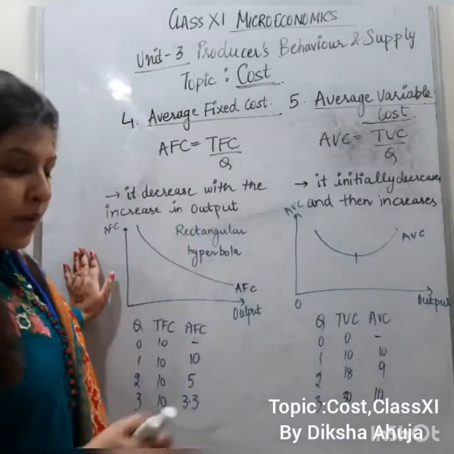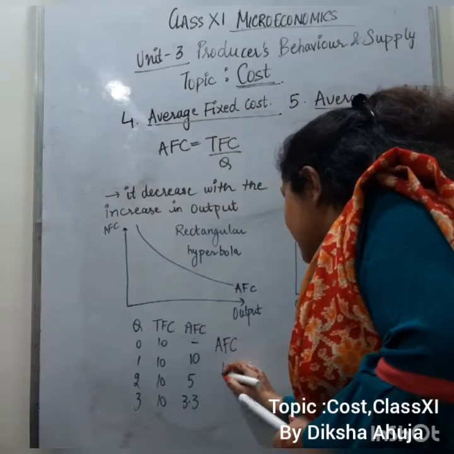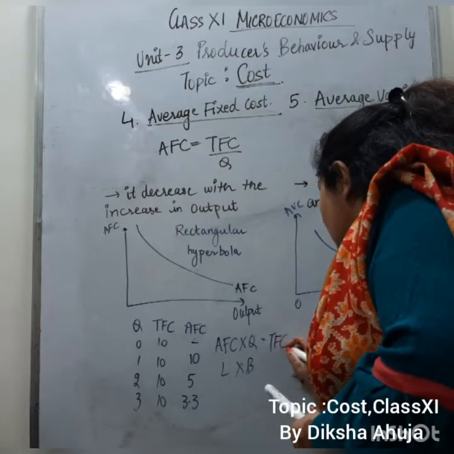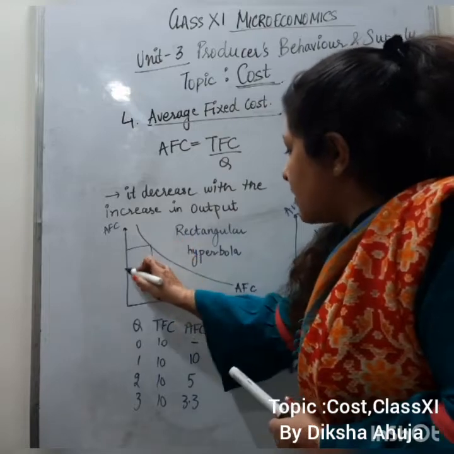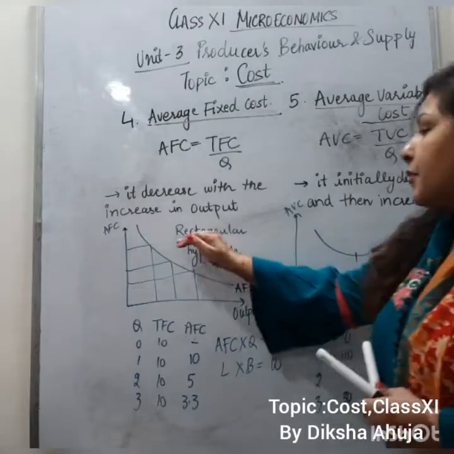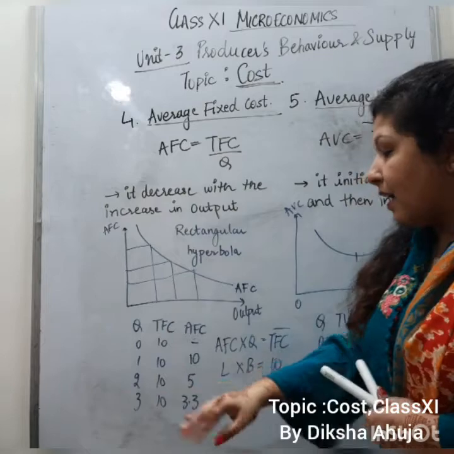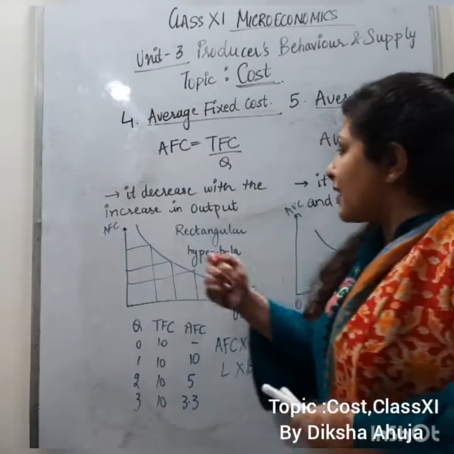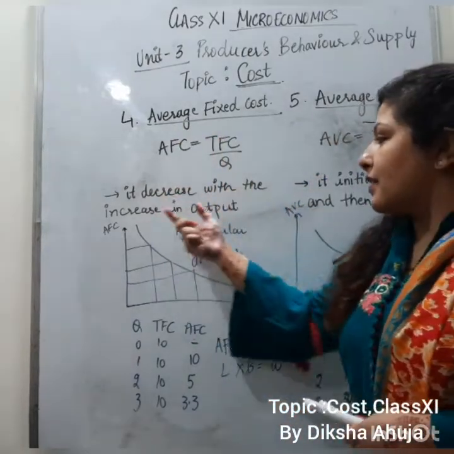Why so? Because all the rectangles, you can have a look, AFC is length, quantity is breadth, and TFC is always constant, let's say always 10. Whatever is the length and whatever is the breadth, all the rectangles formed below this curve will have equal area. This is the property of rectangular hyperbola. That's why we say this curve is rectangular hyperbola. And I repeat once again that AFC never becomes 0 and it decreases with the increase in output.